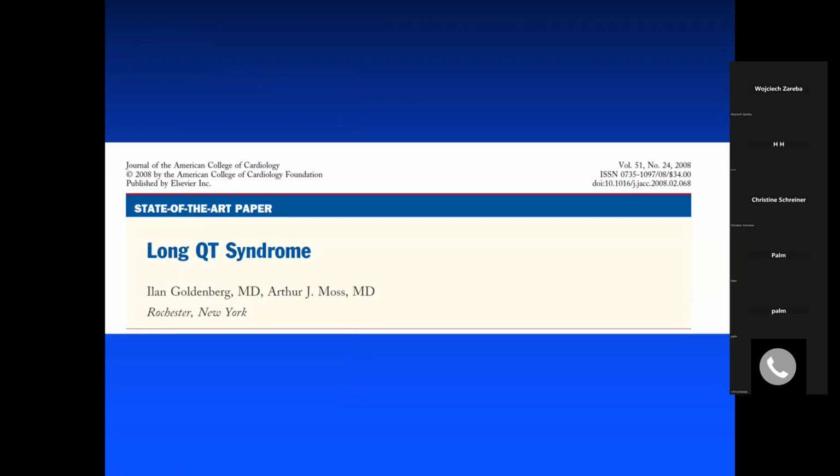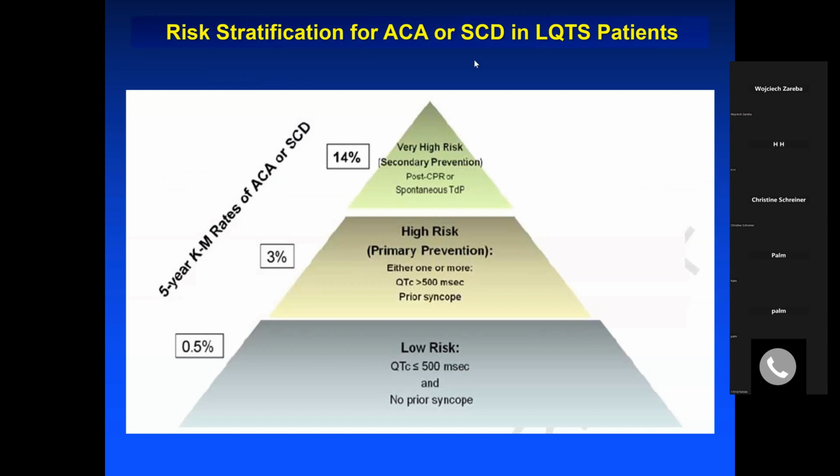And when Dr. Moss and I wrote a review article about 15 years ago, we relied mostly to identify high-risk patients based on their QTc and the history of events. That's it. Not on genetics, not on mutation, not on age, and not on sex, and not on sex hormones and their effects on outcomes.